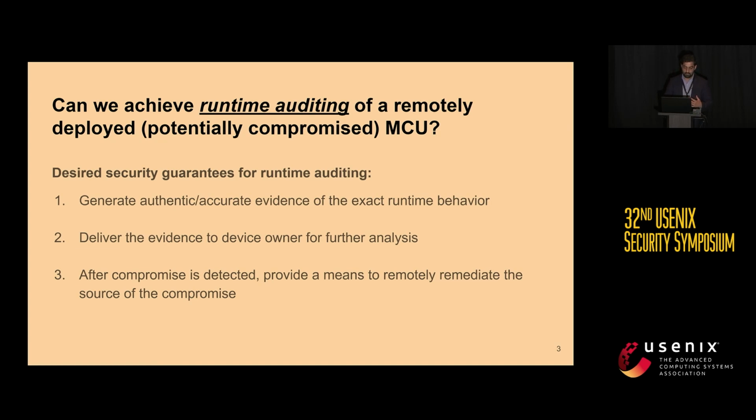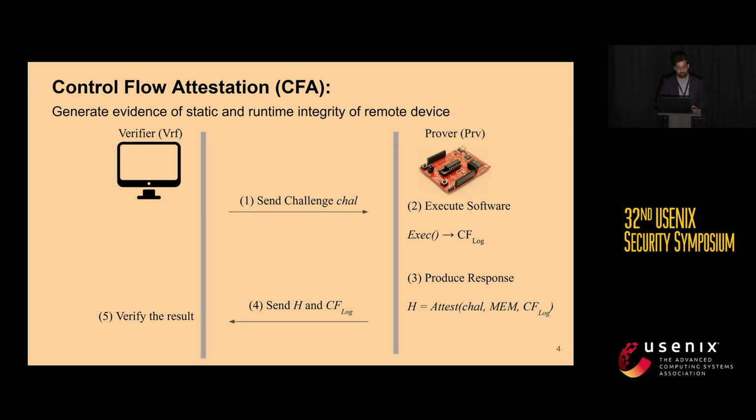To look into how exactly we can provide these properties, one existing protocol that gets us pretty close is control flow attestation. Control flow attestation is a two-party protocol between a verifier, which in this case would be the device operator who operates on an application computer, and a prover, which is the remotely deployed MCU. In this protocol, the verifier will send a timely challenge to the prover, requesting that they execute their software to produce some evidence of the control flow path that was executed, and to attest this control flow log along with the memory of the software itself.